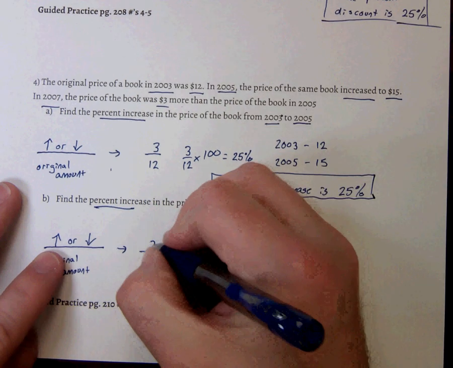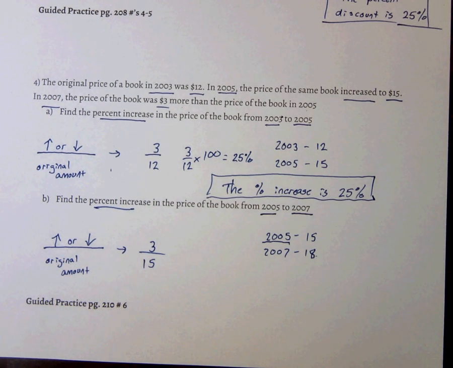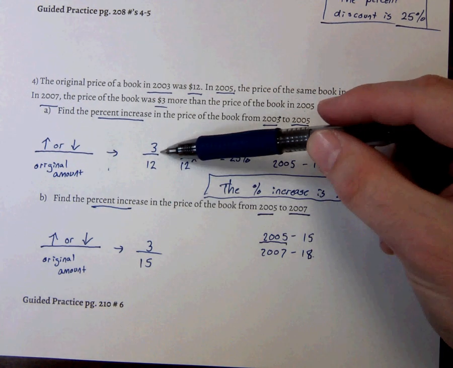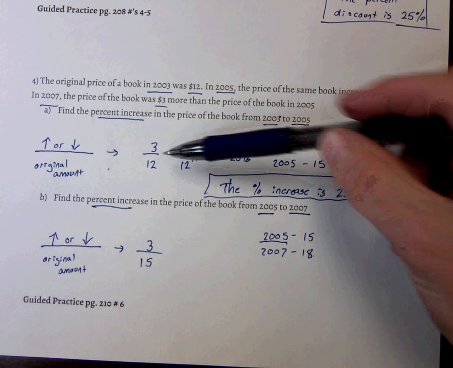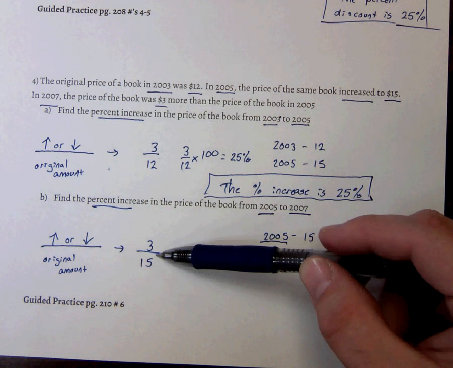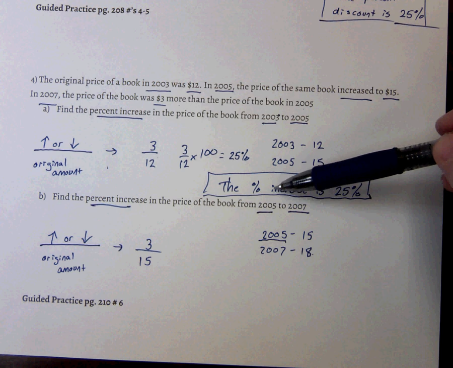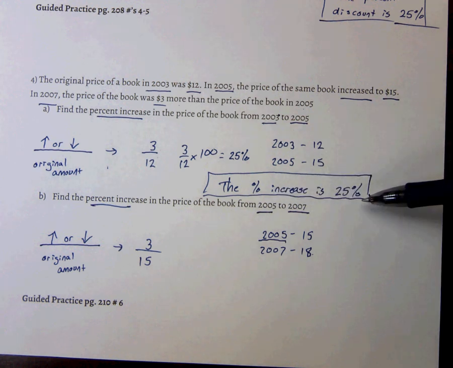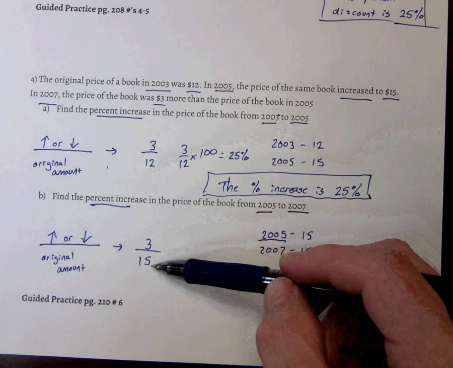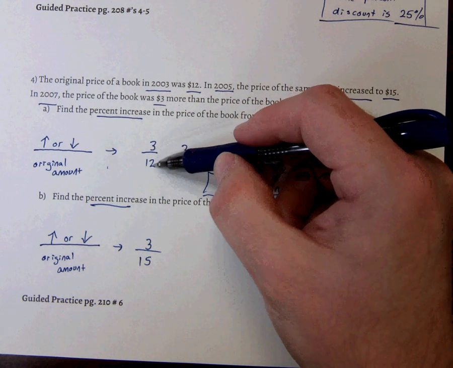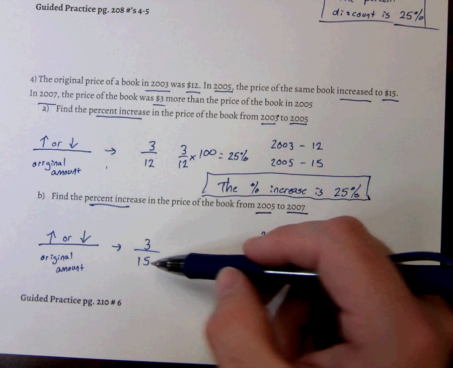So, notice the similarities between these two. The price of the book went up $3 here. The price of the book is going up $3 again. So, you might think that the increase will be the same. However, we have a different denominator. So, 3 is a larger portion of 12 than 3 is of 15. So, our percent increase is going to be a bit smaller here.